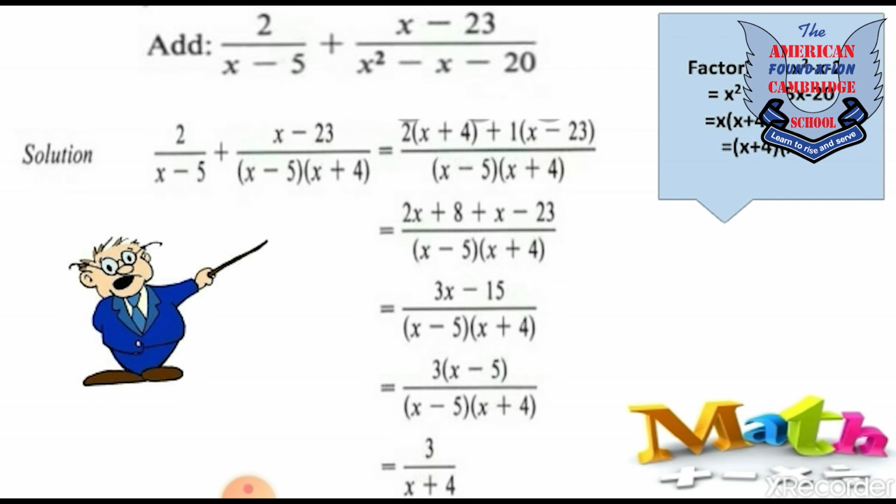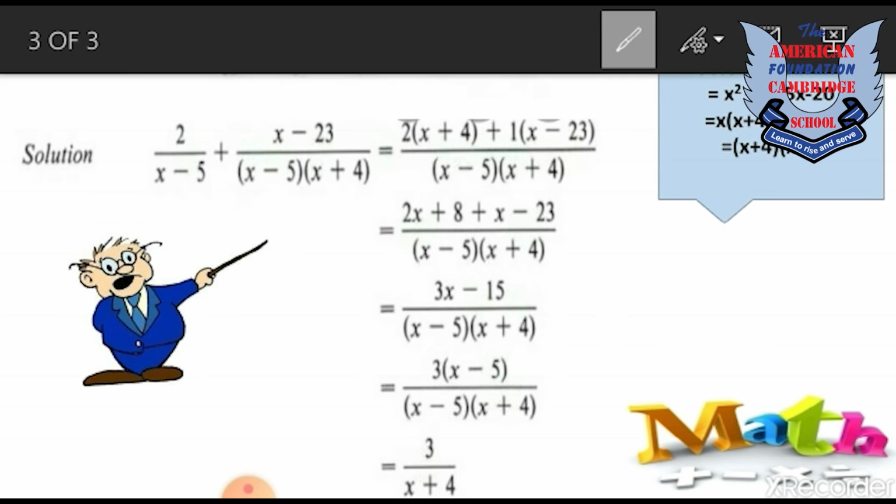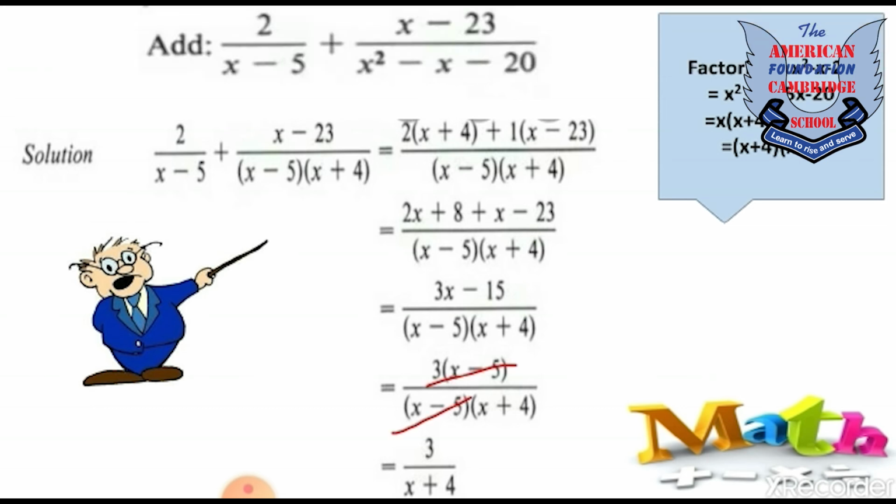Now you can simplify the whole fraction by reducing it. x minus 5 will be cancelled. Answer will be 3 upon x plus 4.